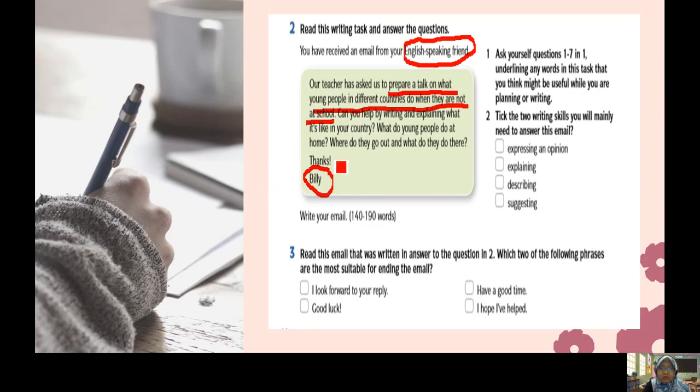Good. You only have to explain and also you have to describe. You are not going to suggest Billy anything. You are not going to express any opinions. The only 2 things that you have to do is explain and describe. All the 3 things there, what, where, and what again. Explain and describe. So you have to write your email in 140 to 190 words.